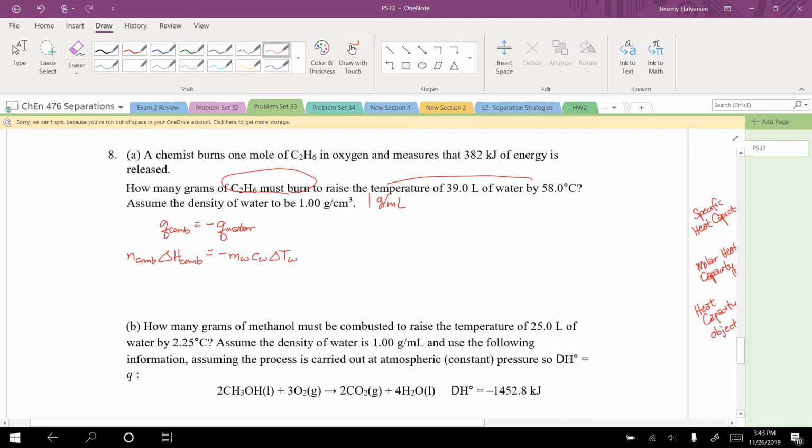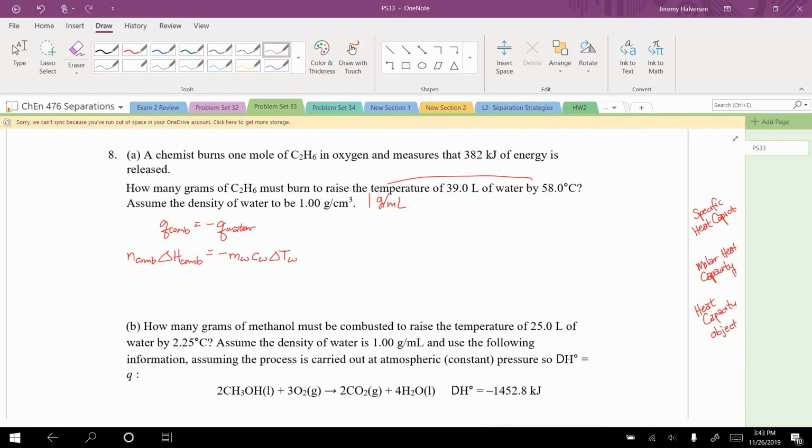All right. Do I have all these things? Do I know how much stuff I'm burning? No, that's what I'm trying to find. So that's my goal, n of combustion. Do I know the delta H of my combustion? Well, what is the delta H, or the enthalpy, or the heat of combustion? That's defined as the amount of heat that is released when I combust 1 mole.